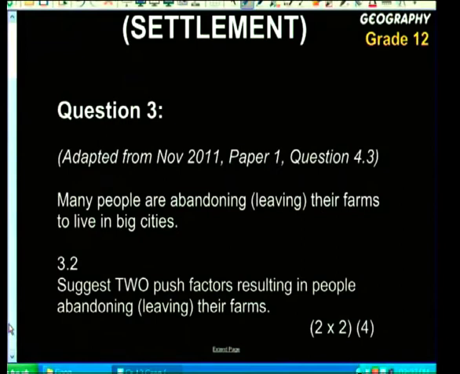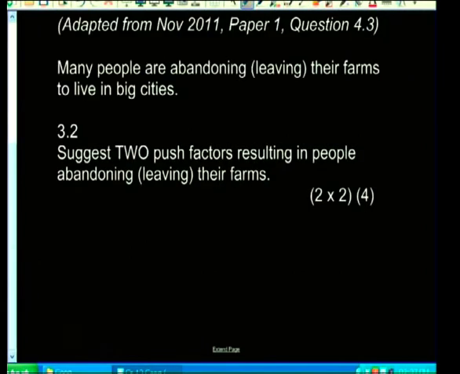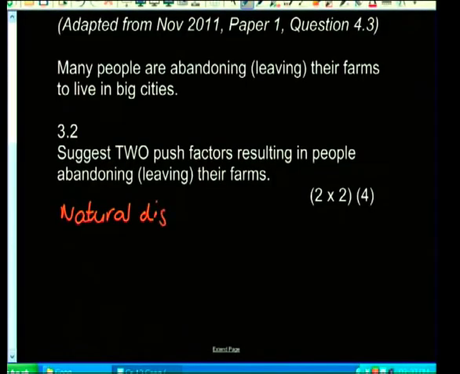Question 3.2 says, suggest 2 push factors resulting in people abandoning or leaving their farms. So they are specifically looking for things that are causing people to leave the rural areas and obviously head for a better life in the cities. So things like, most importantly, we have a lot of natural disasters in our rural areas, which will force people to lose their jobs as they can no longer be employed, and therefore they head towards the cities to find work.